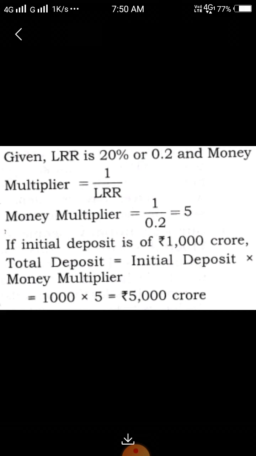Then it will be 5,000 crore. So the money multiplier tells us what the initial deposit or public deposit in the bank will become. The bank can lend credit up to 5 times that public deposit.